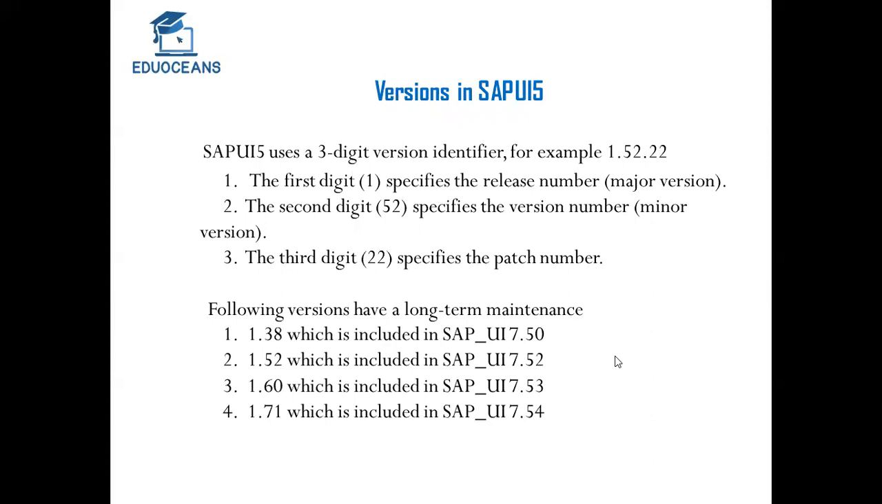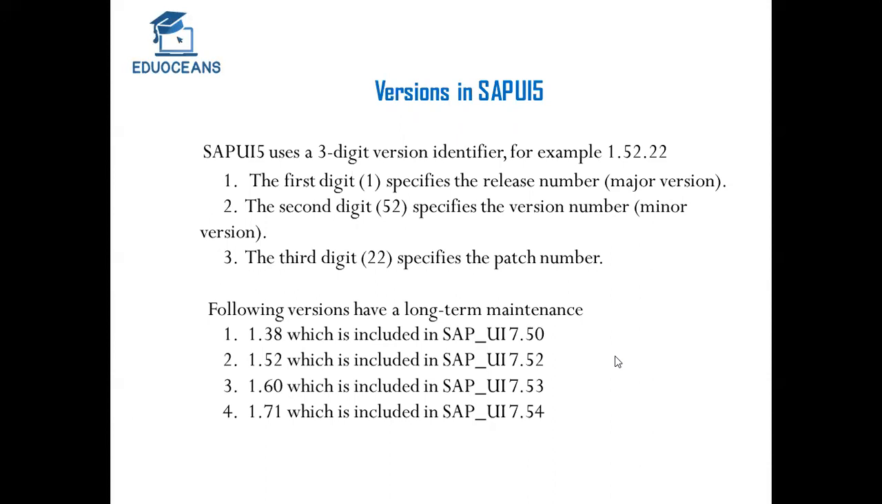Next, what are the versions in SAP UI5? Normally SAP UI5 uses a three-digit version identifier, for example 1.52.22. The first digit, one, specifies the major release version for that SAP UI5. The second digit, 52, specifies the minor version number. And the third digit, 22, specifies the patch number. This is how the versioning of SAP UI5 happens.